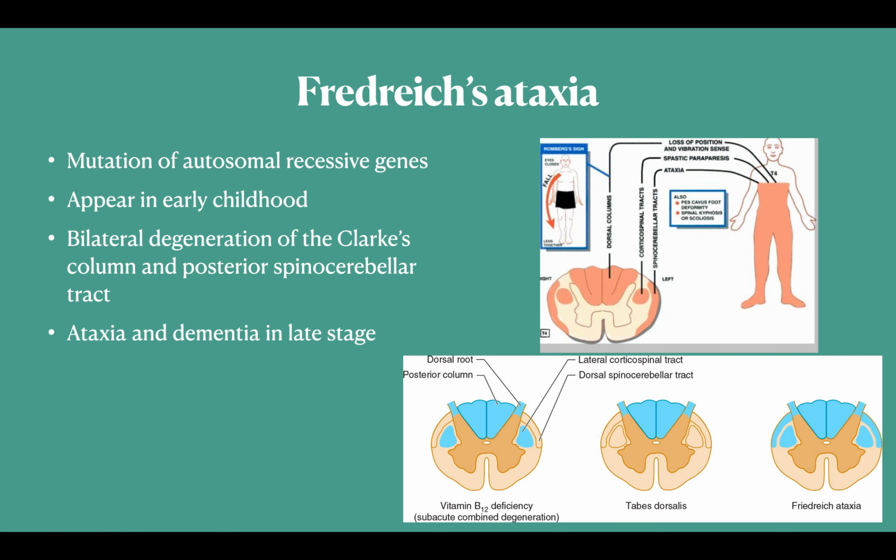Okay, so Friedreich's ataxia is going to be somewhat similar to the syphilis presentation, but it's going to be inherited. And it's going to be a bilateral degeneration of the Clarke's columns and the posterior spinocerebellar tract. Unfortunately, this will result in ataxia and dementia.